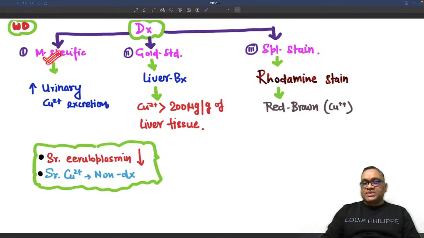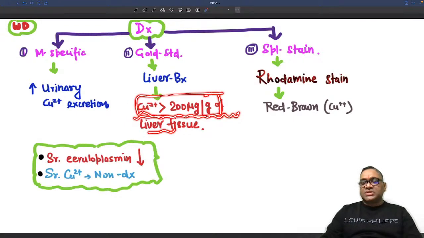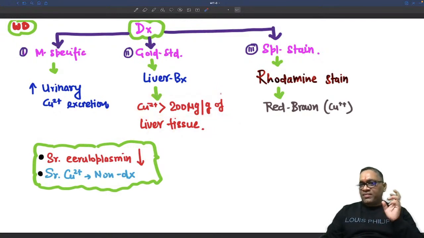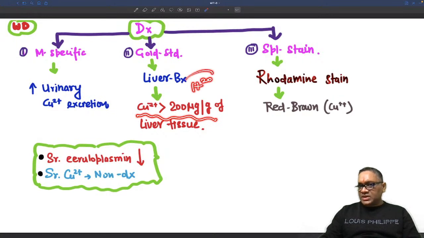So the most specific is that urinary copper excretion will be increased, and the gold standard is liver biopsy. How much? Copper should be more than 200 microgram per gram of liver tissue. Remember, it should be more than 200 microgram per gram. This is the line from the Harrison table. Some books write 250 also, but what I am quoting here is the Harrison 20th edition line. Please check it again if you have any doubt. Otherwise, you can follow this. Copper level should be more than 200 microgram per gram.